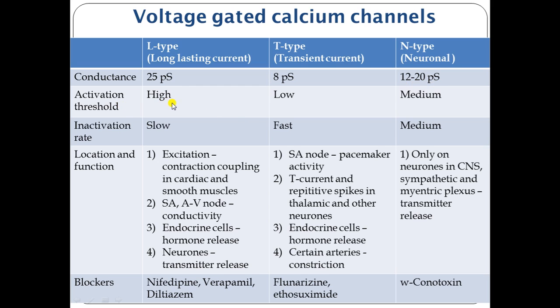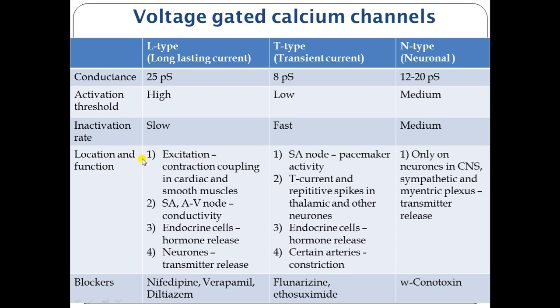Activation threshold is very high for L type of calcium channel. It is low for T type and medium for N type of calcium channels. Inactivation rate is very slow with the L type of channels, while it is fast with the transient current and medium with the neuronal channel.